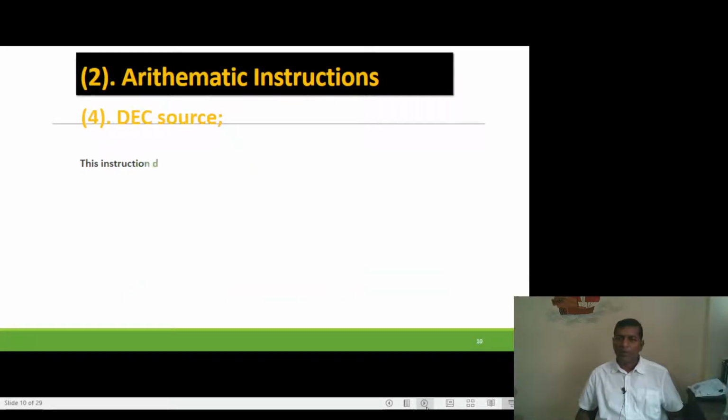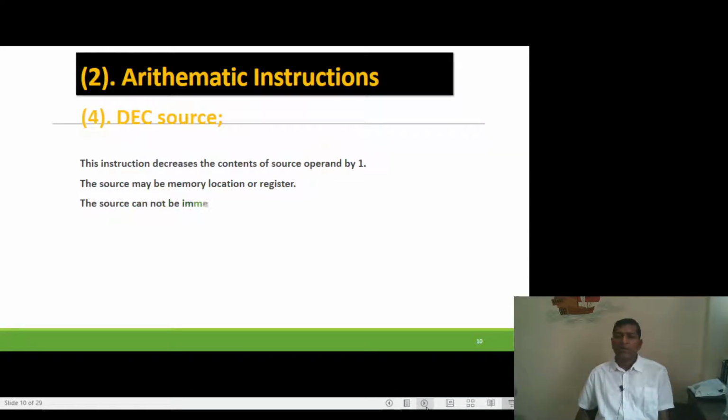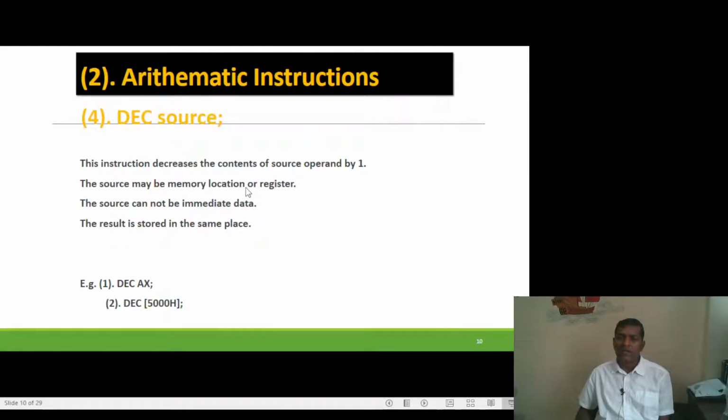The next arithmetic instruction is DEC source. This instruction decreases the contents of the source operand by 1. The source may be a memory location or a register. The source cannot be immediate data. The result is stored in the same place. DEC AX is an example. Another example is DEC memory location 5000H.